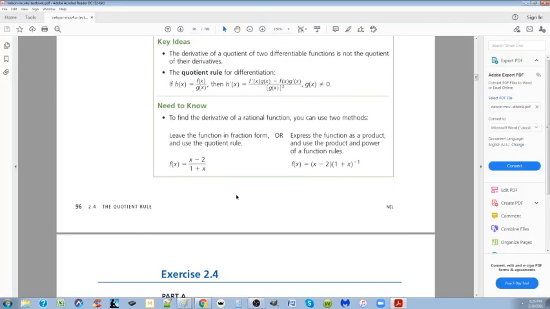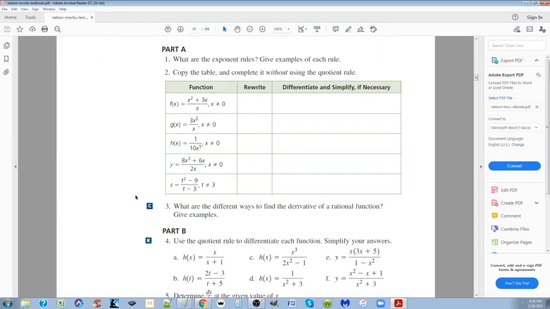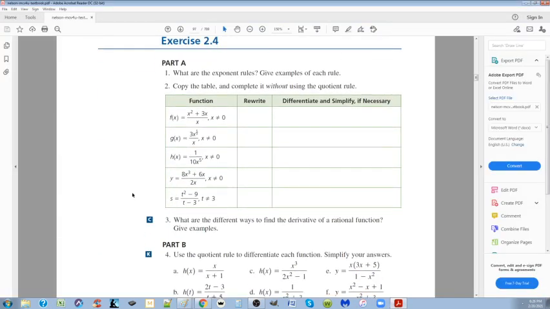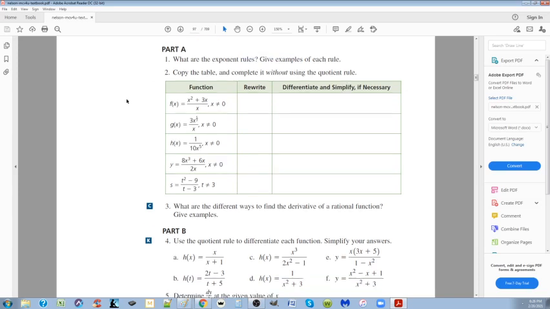And I'll try to race through these, because boy did I botch them the first time over. I actually deleted everything and started over. What are the exponent rules? Give examples of each rule. No. If your teacher wants that, ask him. That's a waste of my time. It's stupid.